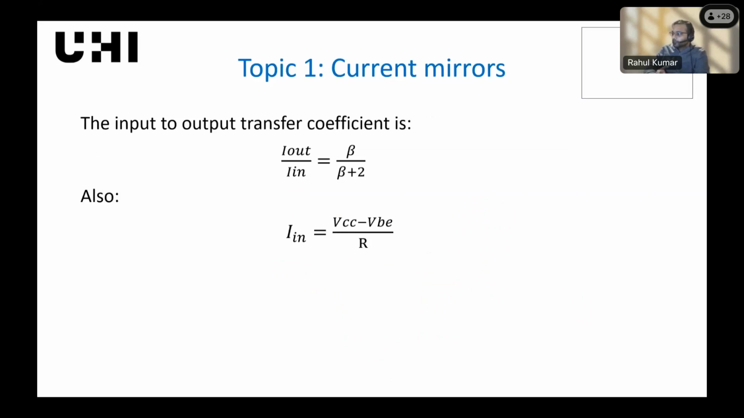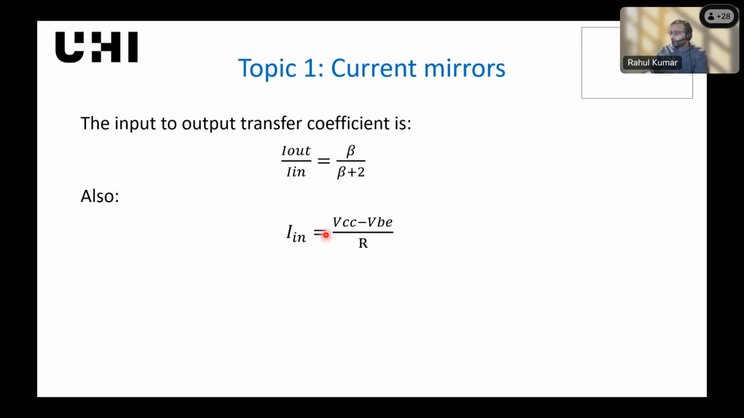Right? So therefore, the transfer coefficient, which is the ratio of the output current to the input current, will be beta divided by beta plus 2. So if we know the value of beta, we can calculate the ratio, the output current divided by the input current.